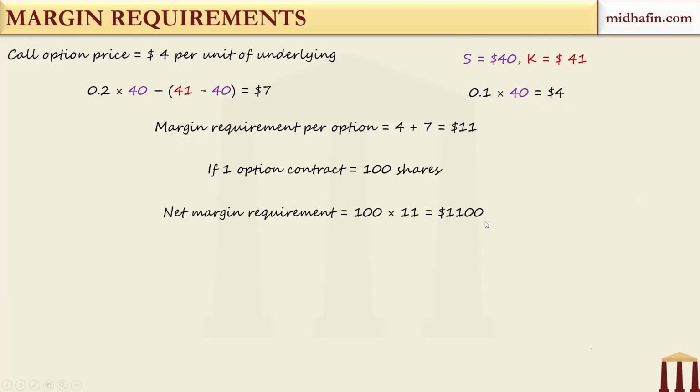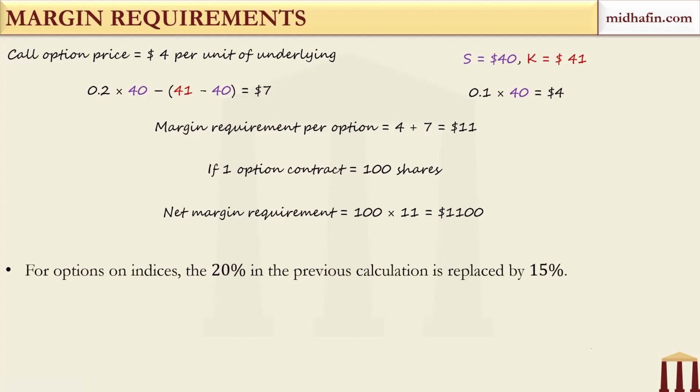Now there is a catch here. This whole calculation that we have done, that is 20% of asset price minus the amount by which the option is out of the money, or flat 10%, is true for equity options, where you have options on stocks. But if you have an option on an index, for example S&P 500, I'll not say Nifty 50 because this is about only the CBOE, not the NSE or BSE. If it is on an index like S&P 500, then the 20% that we have here is replaced by 15%. So again, this is a catch that you should remember.